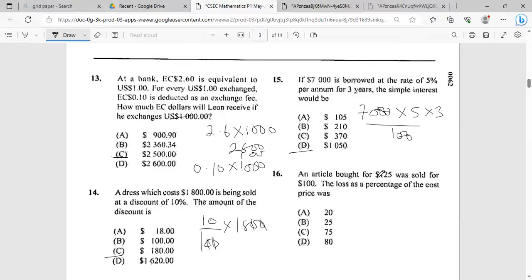An article bought for 125. So you buy it for 125, you lose, because you sell it for less. You see it? Hope everybody noticed that. So you lose $25 and they say express that as a percentage. And then we can do it. 25 into itself 1, 25 into this 5, 5 into 5, 1, 5 into 100, 20 times.